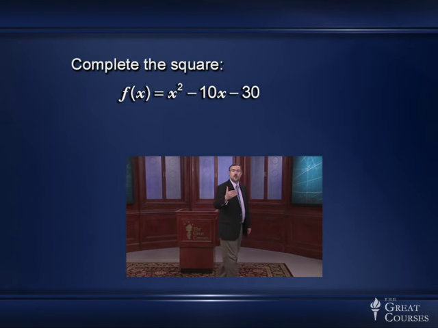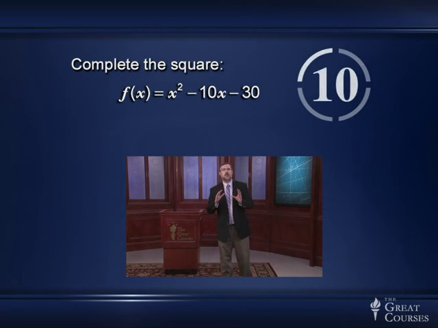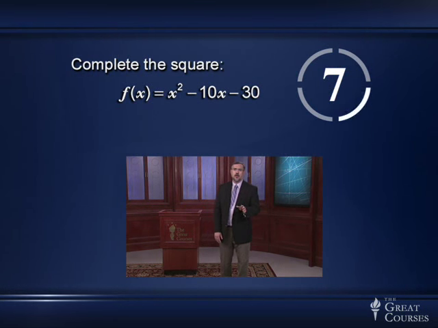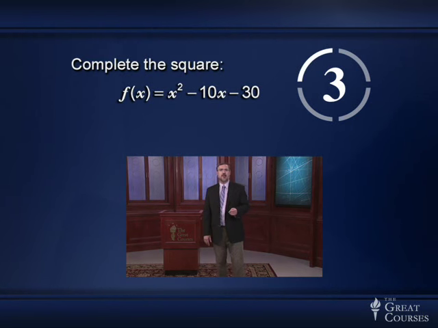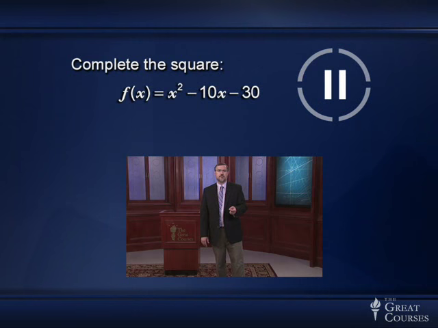Now, let's see if you can complete the square on an example on your own, just for a moment, and then we'll work it together and see how you did. Complete the square for the following quadratic function. F of x equals x squared minus 10x minus 30.